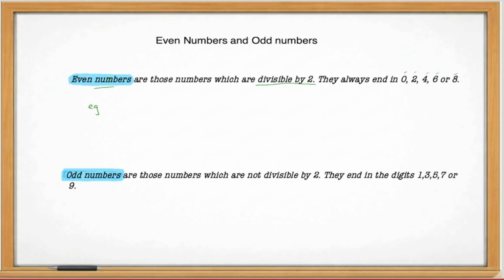For example, if I'm taking a larger number like 1698, if you look at the last digit, it is 8, which means this is an even number. And by saying those numbers which are divisible by 2, it means if you take this number and divide it by 2, now when you divide, 8 twos are 16, then 9 comes down, 4 twos are 8, 1, 18, 9 twos are 18, and the remainder is 0.